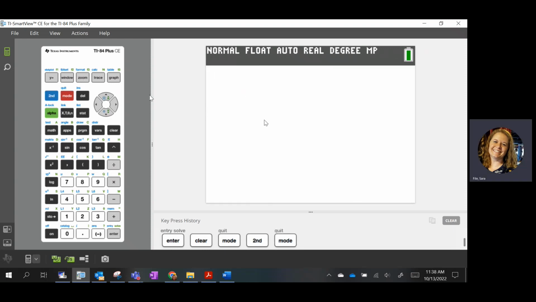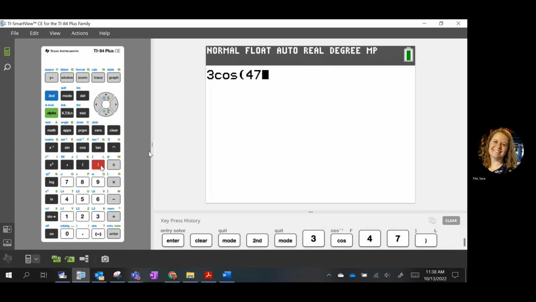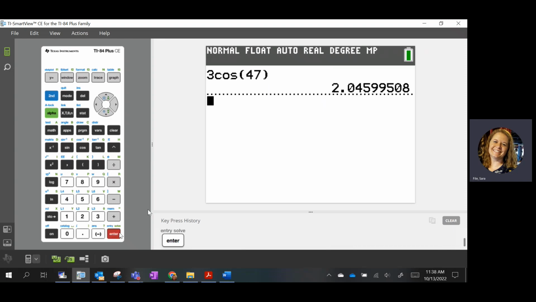All right, so as long as you're in the right mode, then you're ready to go. We're just doing 3 cosine of 47. Anytime you hit any of the trig buttons, a parenthesis automatically opens, so you do have to be sure to close those. So approximately 2.05.